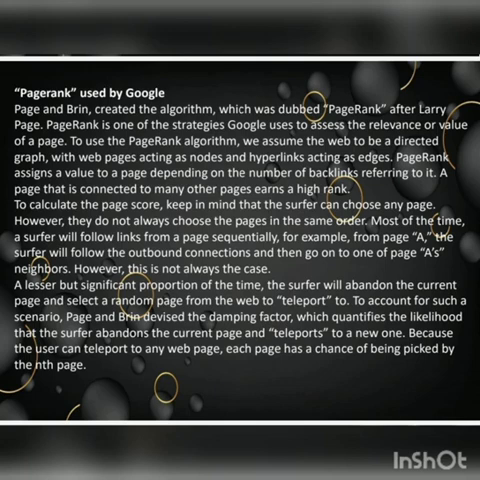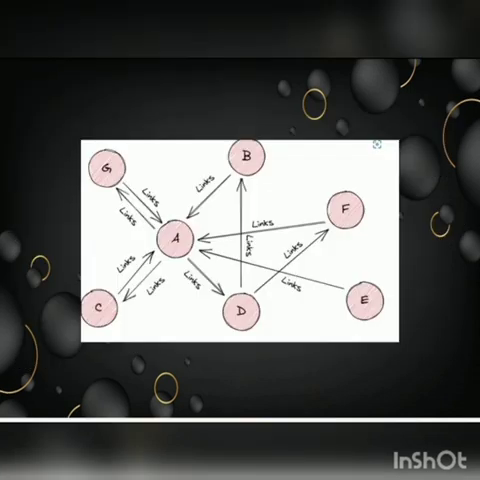To account for such a scenario, Page and Brin devised the damping factor, which quantifies the likelihood that the surfer abandons the current page and teleports to a new one. Because the user can teleport to any web page, each page has a chance of being picked. This is how the links and pages are selected.